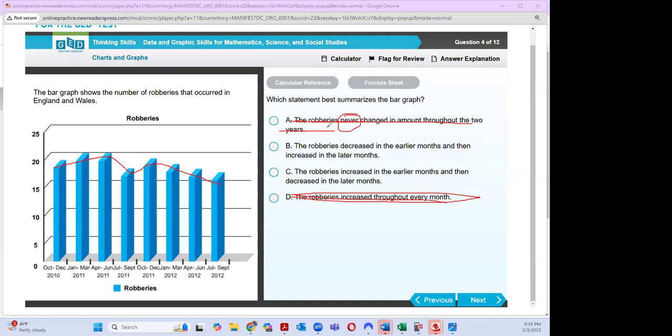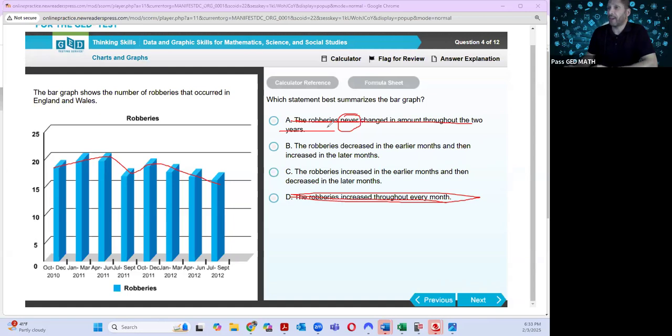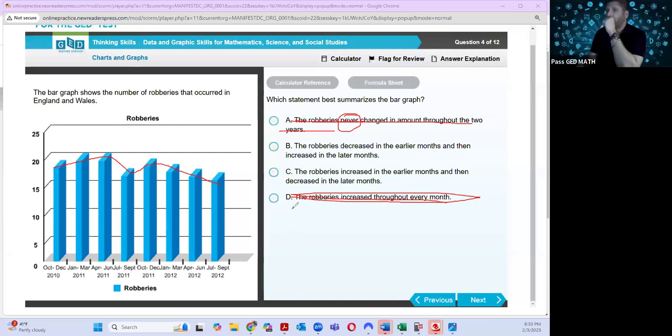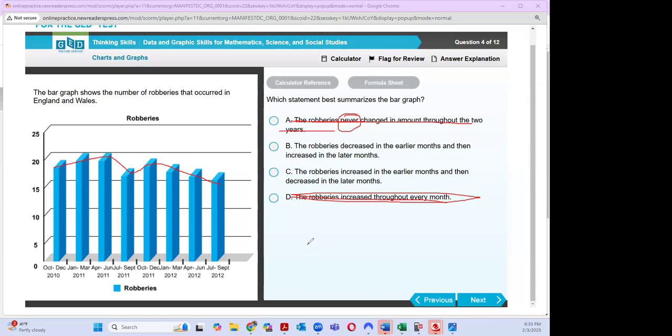Let me see. It increased and then it stays the same. No, it didn't stay the same. Oh, I see what you're saying. Okay, go ahead. Then it decreased again. So which one? It decreased. Let me see. Increase in early months and then decrease in the next month. Well, it didn't decrease in the next month.